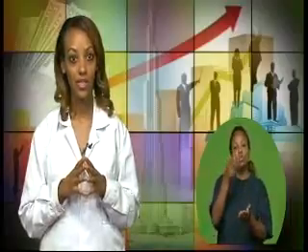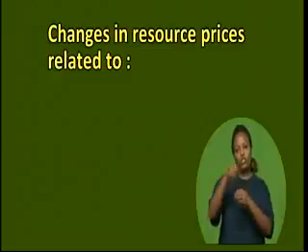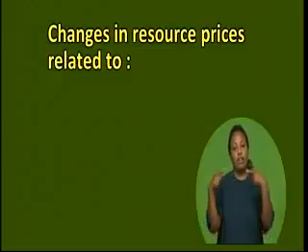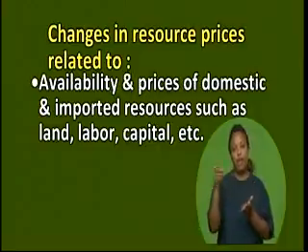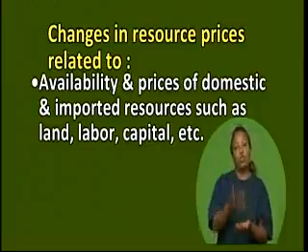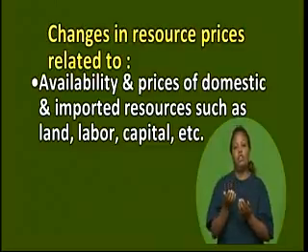The common determinants of aggregate supply are in one way or another related to the change in resource prices, productivity, legal and institutional environment, and weather conditions. Let's now examine the effects of changes in resource prices and change in productivity on aggregate supply. Changes in resource prices are related to the availability and price of domestic resources as well as imported resources.